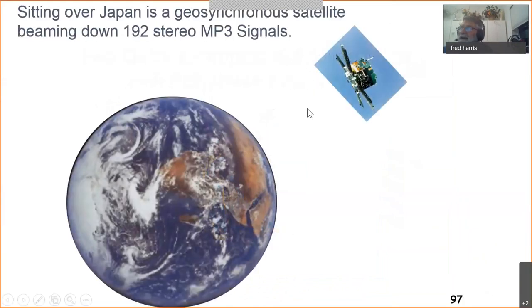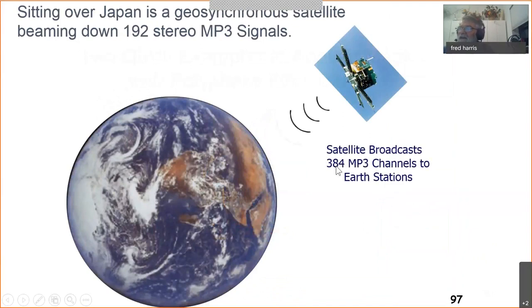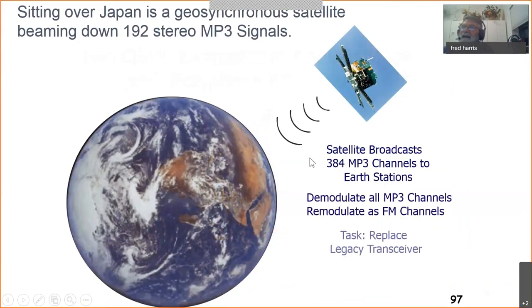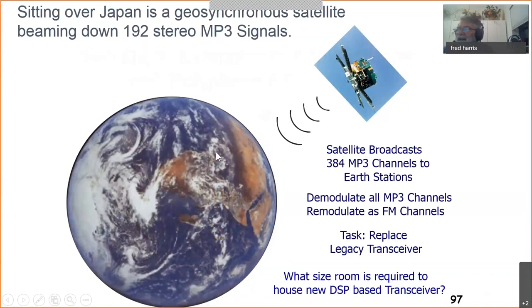Sitting over Japan is a geosynchronous satellite launching 384 MP3 channels. That's 192 stereo channels. And they demodulate all those 192 stereo channels, remodulate them on FM subcarriers, and put them in a broadband FM modulated stream into what they call multiple dwelling units, MDUs. Thousands and thousands of them all over Japan.